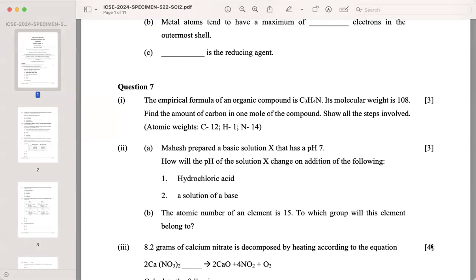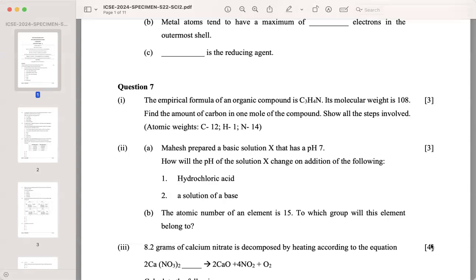Small n is molecular mass divided by empirical formula mass. So it will be 108 divided by 54. That gives you 2. Hence the molecular formula will be n into empirical formula. N is 2. So 2 into C3H4N gives C6H8N2. Now they are asking the amount of carbon. So you can say that one molecule of C6H8N2 contains 6 carbon atoms. So 108 grams will contain 6 into 12, that is 72 grams of carbon. That will be the answer.